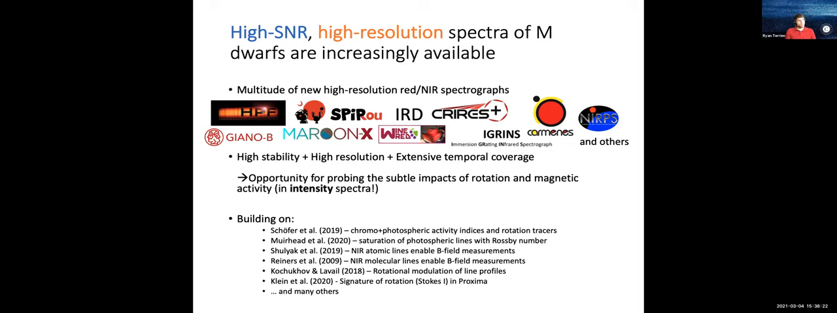This work builds on a long heritage of important work that has demonstrated the use of intensity spectra of low mass stars for measuring properties of their magnetic fields, including the geometry and the strength, and connecting that to rotation in many cases as well.